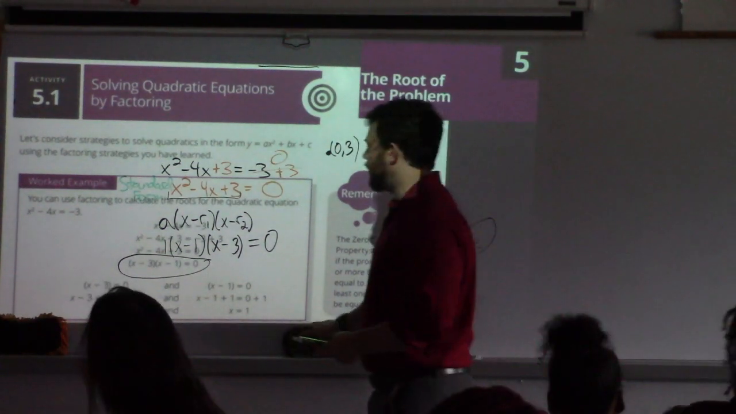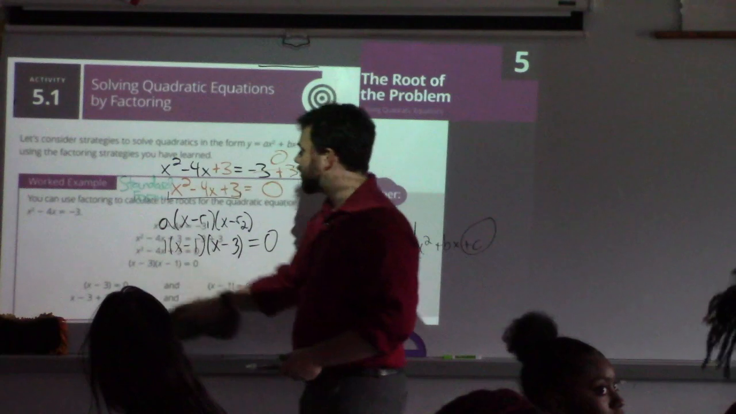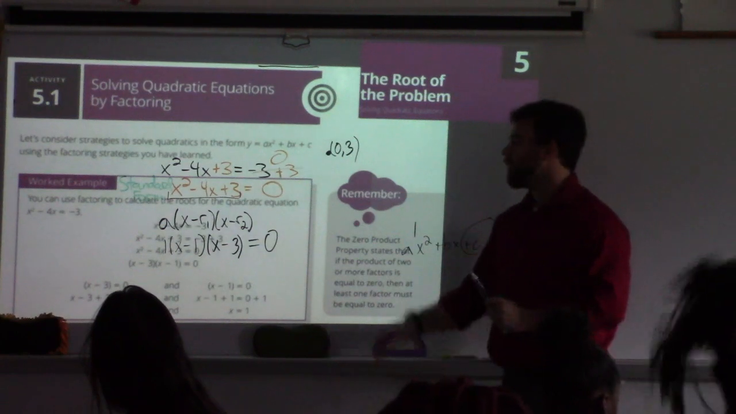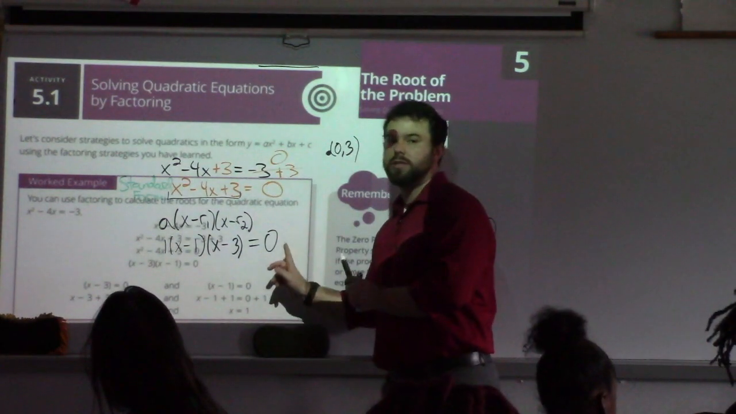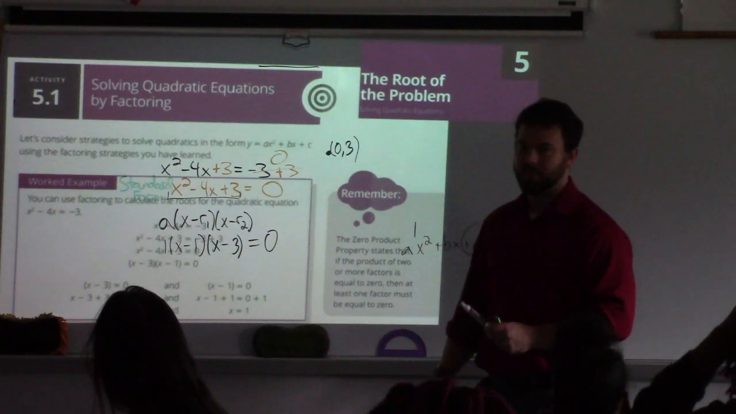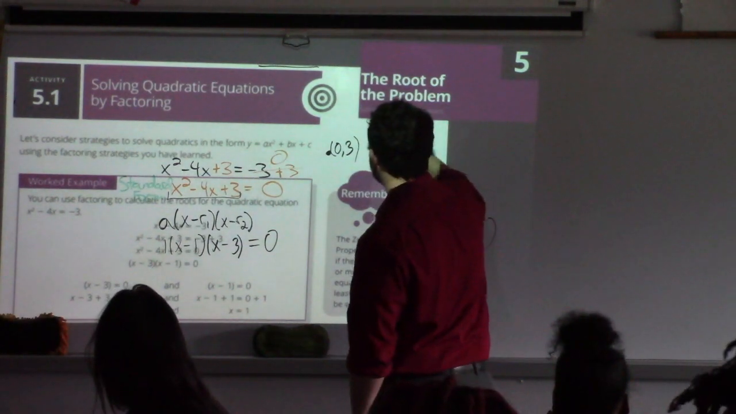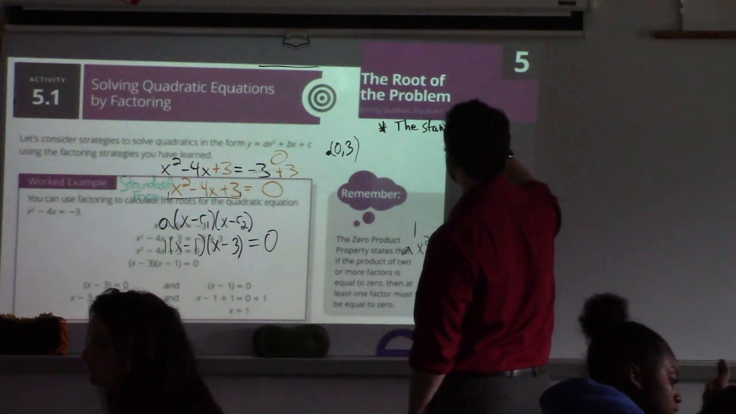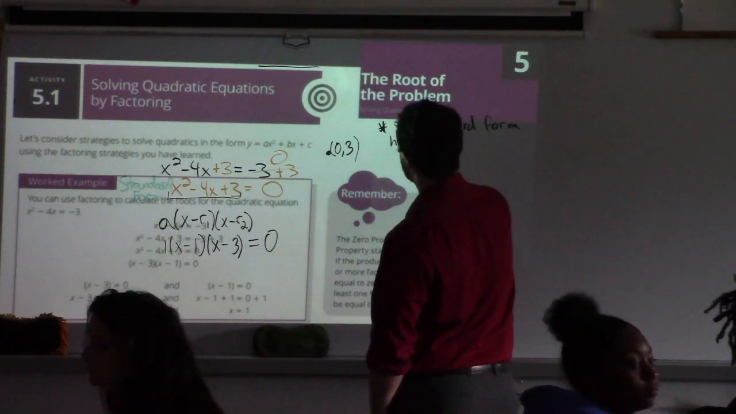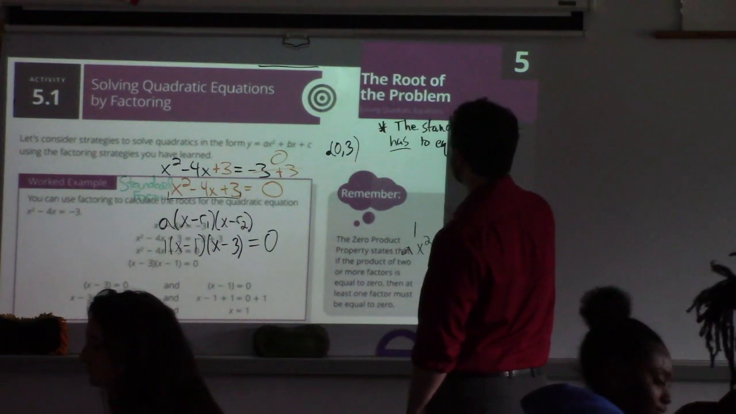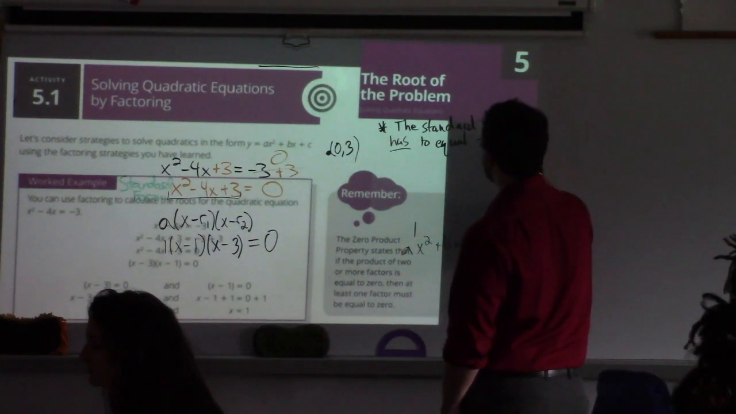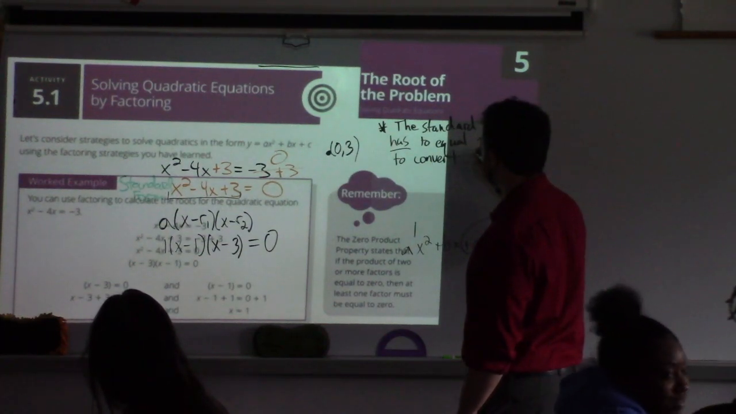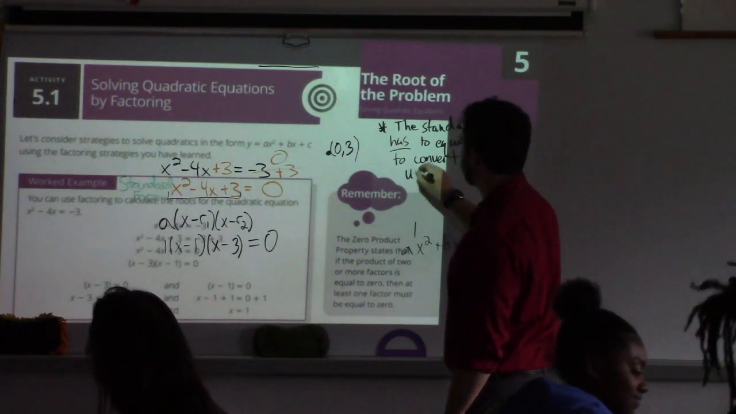What I need you to notice is this though, because I know that some students are not going to listen to this and they're going to make a silly mistake. We have to be equal to 0 to use the factored form. Please make this note here. The standard form has to equal 0 to convert to and use factored form.